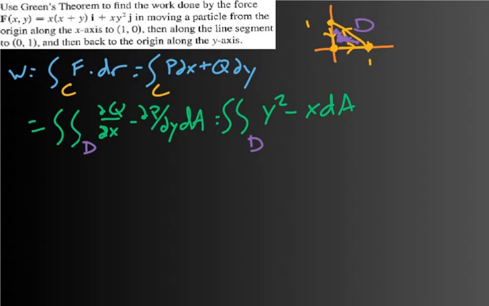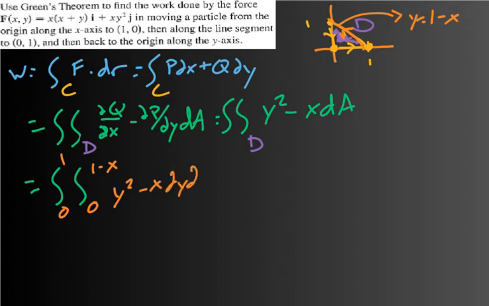And so now you look at your function here and you look at your bounds. The one that we're going to need is this part right here. That line is just y equals 1 minus x. And so we can plug in everything nicely now. If we do a dy dx, we're going to go 0 to 1 minus x, and then we're going to go 0 to 1, y squared minus x, dy dx.